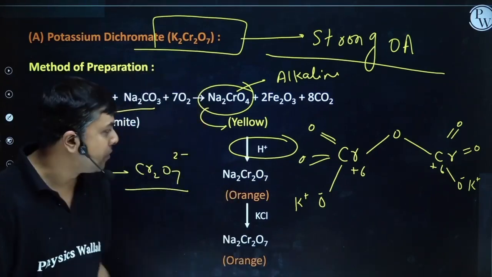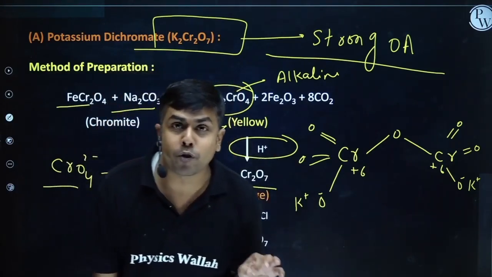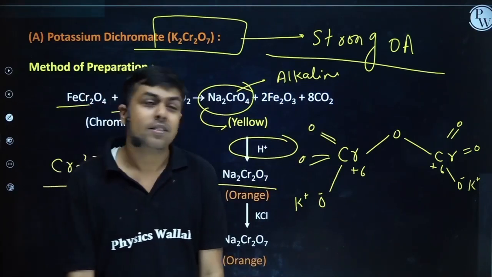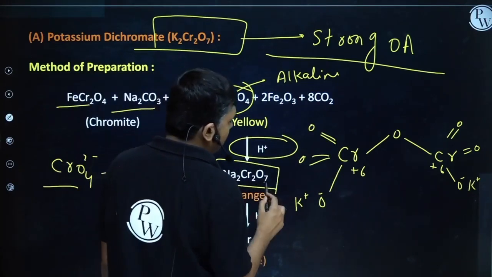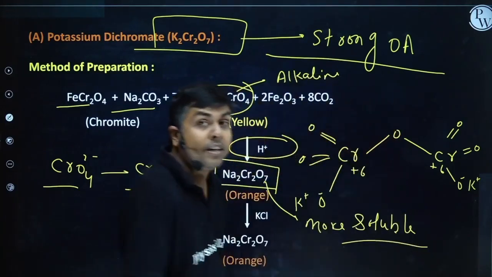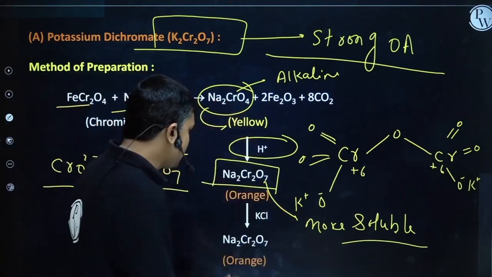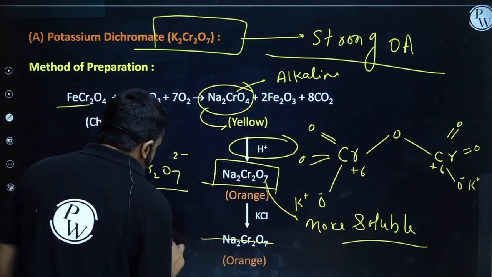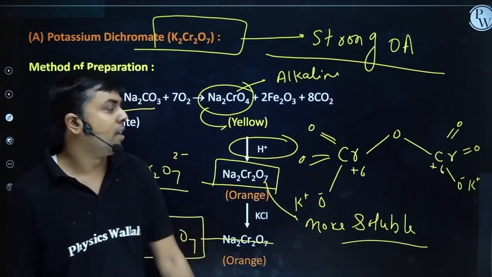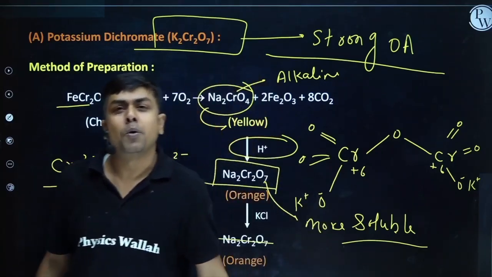So students, now we'll have the formation of Na2Cr2O7. FeCr2O4 treated with Na2CO3 will form Na2CrO4, sodium chromate. Add H plus, you will get sodium dichromate. Now, this sodium dichromate is more soluble. Solubility is more. Now, in order to get potassium dichromate, we add KCl, a substitution reaction, and then we have the formation of crystals of K2Cr2O7. So, to this soluble orange colored Na2Cr2O7 solution, we add KCl, then we get potassium dichromate.